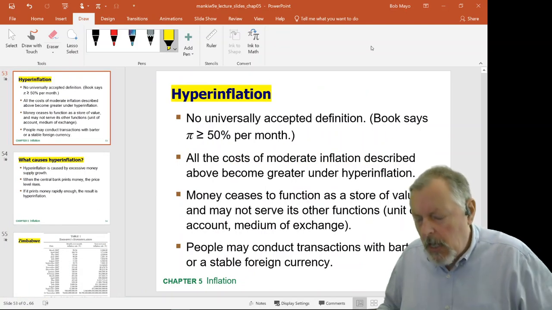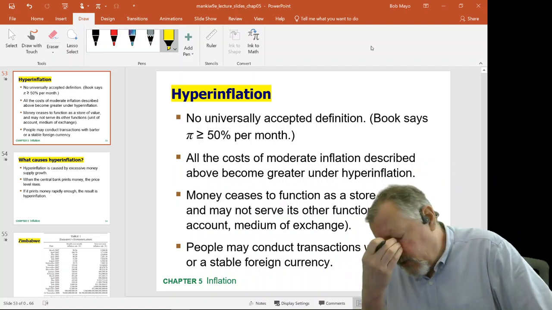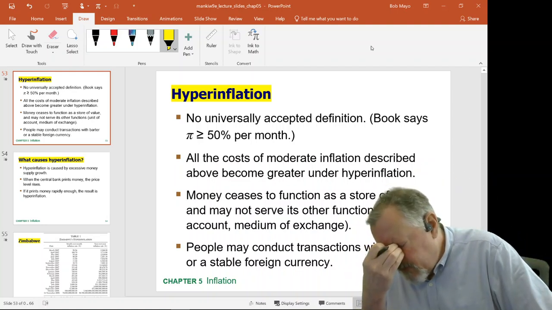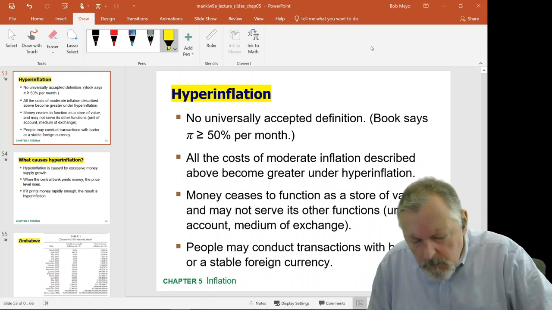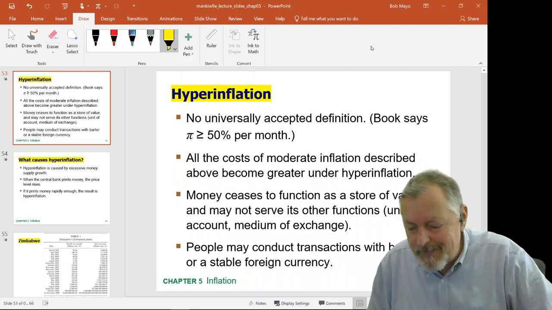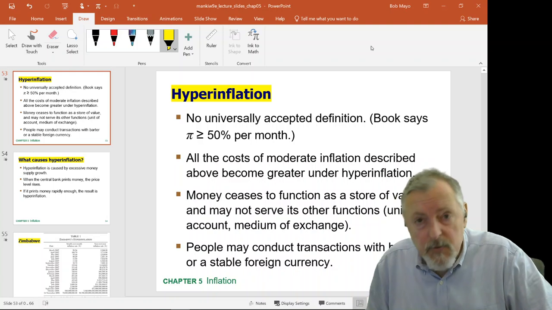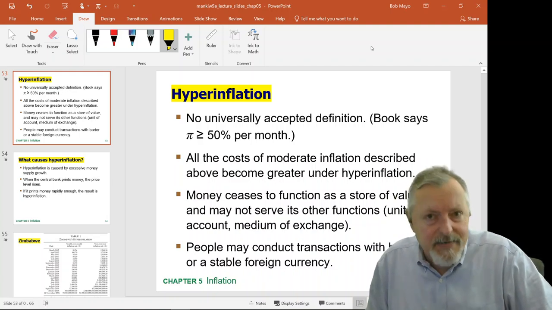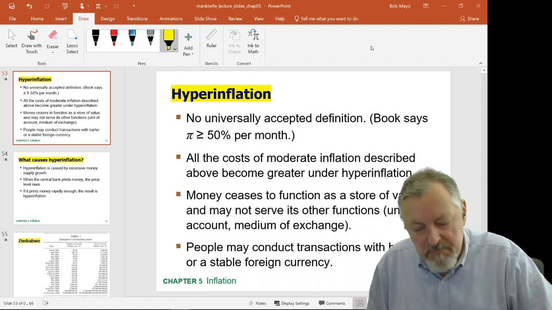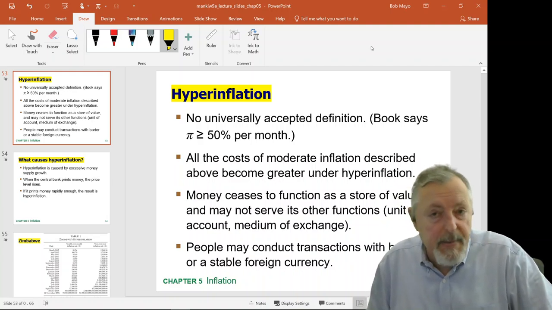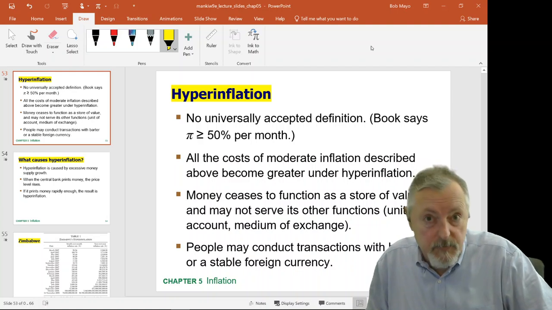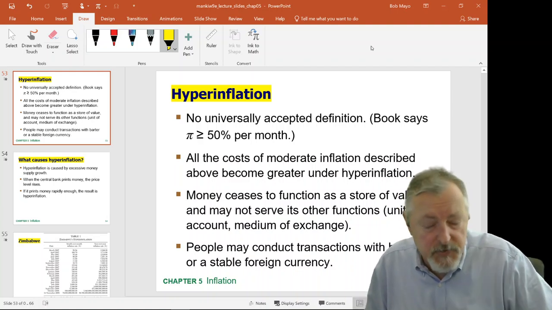Hyperinflation. What is hyperinflation? The book says it is inflation greater than 50% per year. This is a great book, but that definition is wrong. Hyperinflation simply means a lot of inflation. How much is a lot? It's an opinion. Some people may consider 50% hyperinflation. Some people don't consider it hyperinflation until it's thousands of percent.